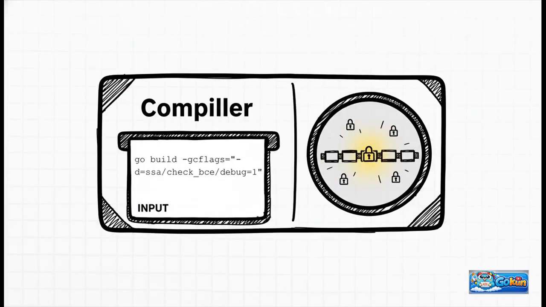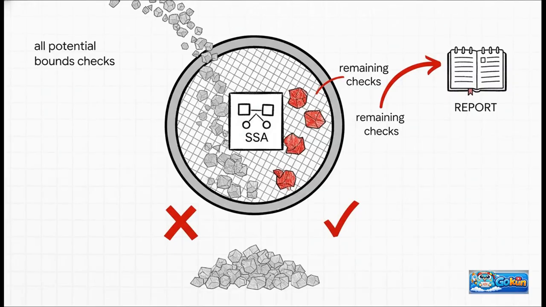Here, this is like your X-ray machine for bounds checks. Yeah, it looks a little cryptic, I know, but it's an incredibly powerful debug flag you can pass to the Go compiler. It's basically telling the compiler, hey, while you're doing your thing, can you report back to me on one specific optimization, bounds check elimination? Now, here's the crucial thing to understand. This flag doesn't tell you about its successes. It doesn't tell you what it did remove. It tells you about its failures, what it couldn't remove.